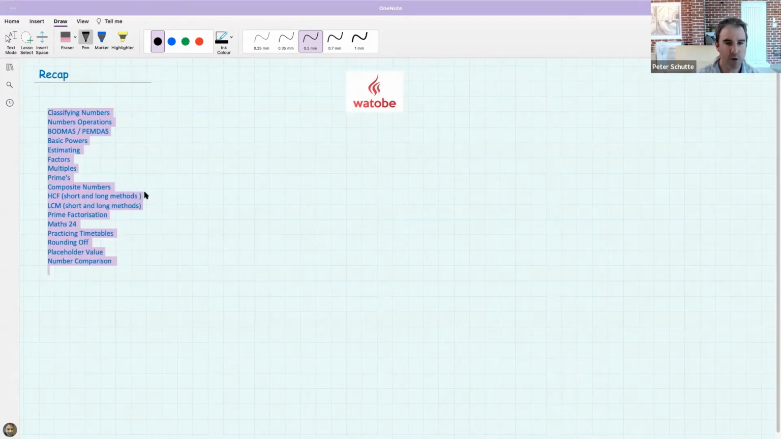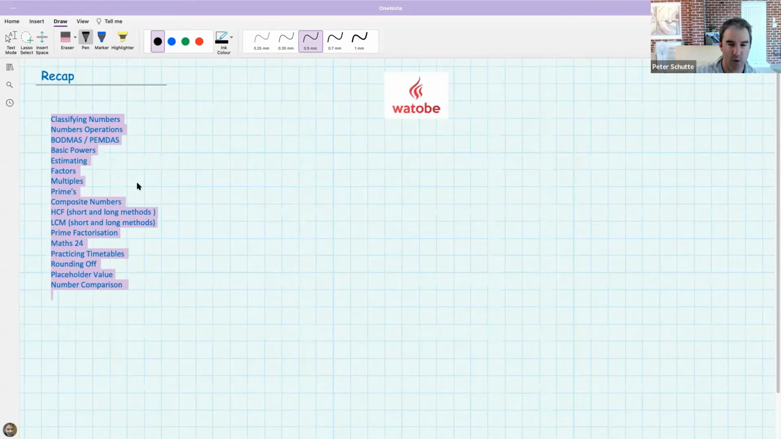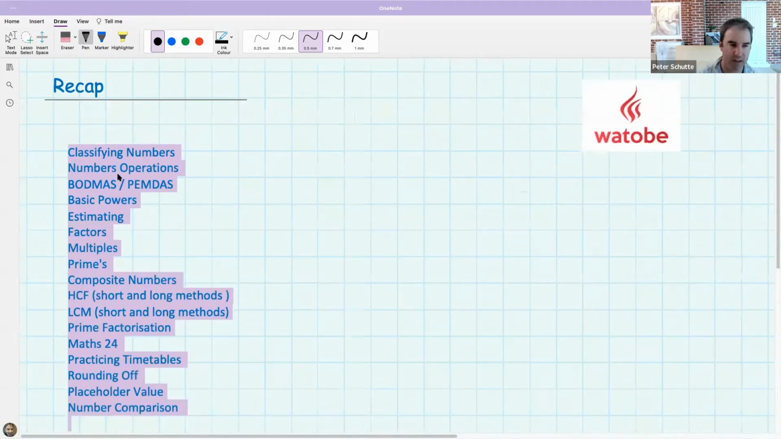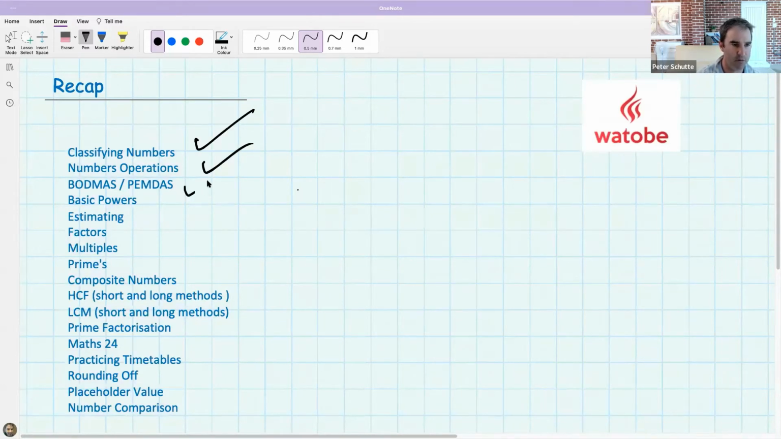So for those who have been with us for the first time today, I just want to quickly highlight what we've been up to lately, and then I want to carry on with what we were doing. So these are the topics that we have been talking about and doing in different ways. So classifying numbers, number operations, BODMAS and PEMDAS, and all these things here.